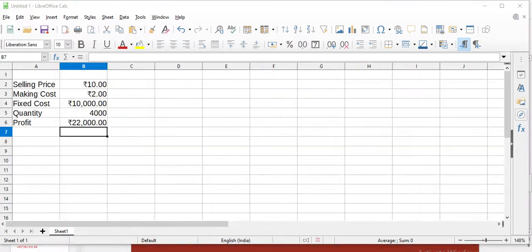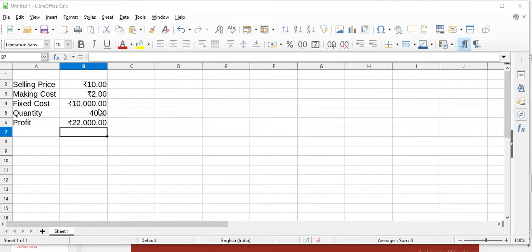Here I have given you an example of selling a pen. We are selling the pen at 10 rupees. For making one pen the cost is 2 rupees, and there is a fixed cost for making lots of pens, some investment, that is 10,000 rupees. The quantity I have written here is 4,000, and the profit I am getting from that pen is 22,000.